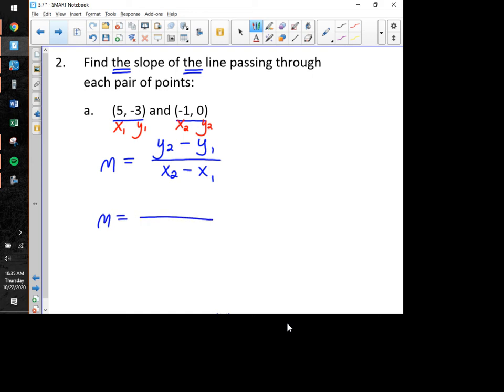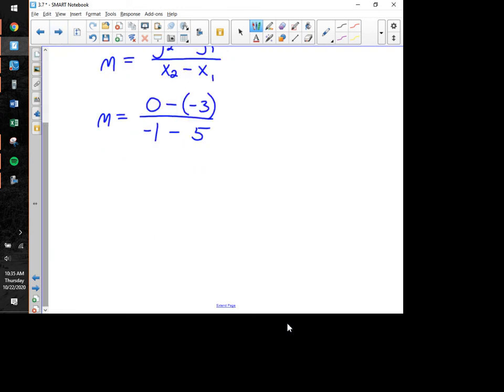Slope then is equal to y sub 2, our second y coordinate, which is 0, minus y sub 1. So you always want to think subtraction, but y sub 1 here happens to be a negative number. Because it's the first time we're doing this, I'm going to write this out thoroughly. The change in y in the numerator here is 0 minus -3. Down in the denominator, x sub 2 is -1. Always think subtraction. And then x sub 1 is 5. All right, and this is something I think we're going to be able to simplify pretty quickly on our own, so let's see what happens.